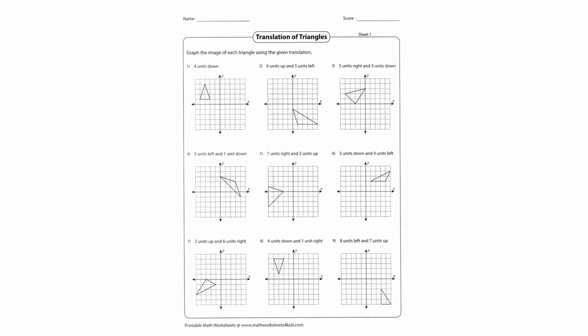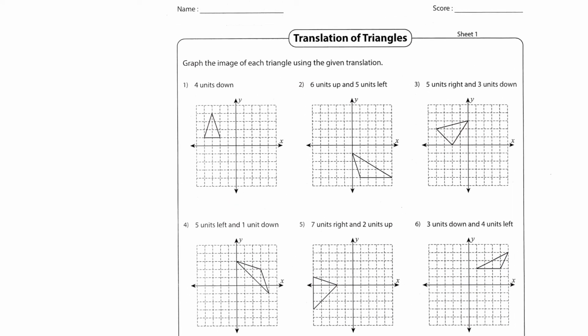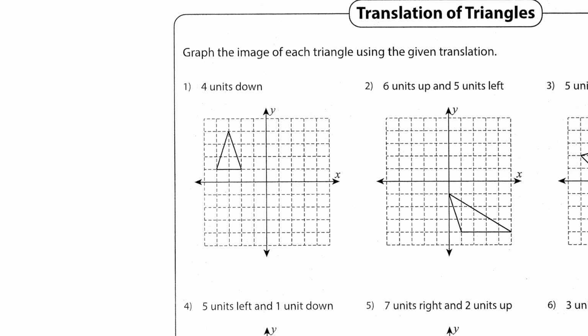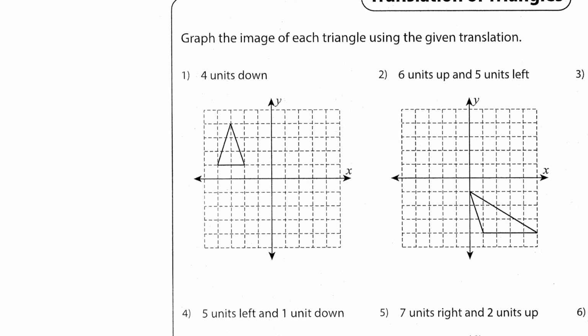Okay, so what we're doing today is just practicing what we've been doing. On this side we're going to do translations. On the other side we're going to do reflections. So I'm just going to get you started here real quick. On this one we're just going straight down 4 units. So down 1, 2, 3, 4. That one will be there. And then 1, 2, 3, 4. That's going to be right there.